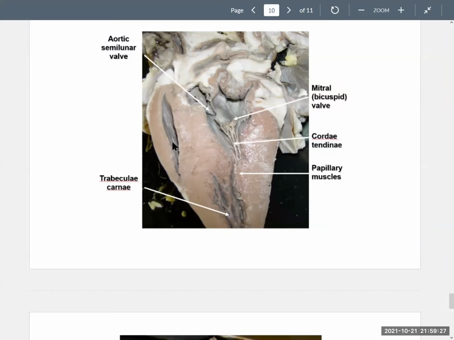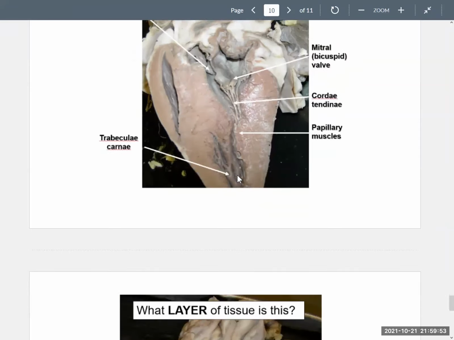We can't see the tricuspid in this cut. Can't see the tricuspid valve. I'm going to guess that this is the right ventricle over here. The tricuspid valve is usually higher. But in order to be absolutely certain, I have to see the tricuspid valve too. So I would have to show it to you.